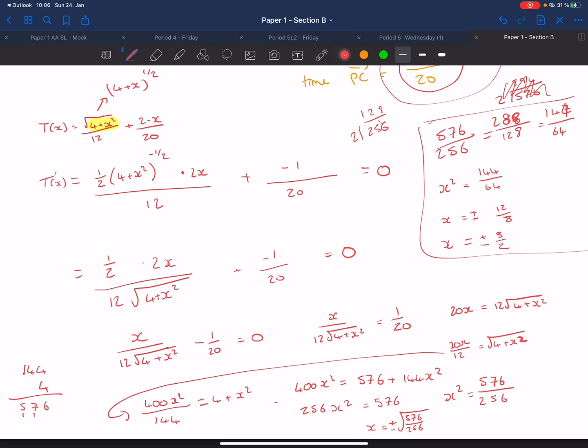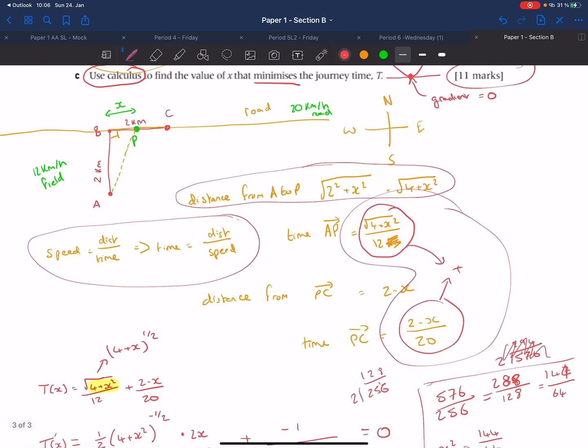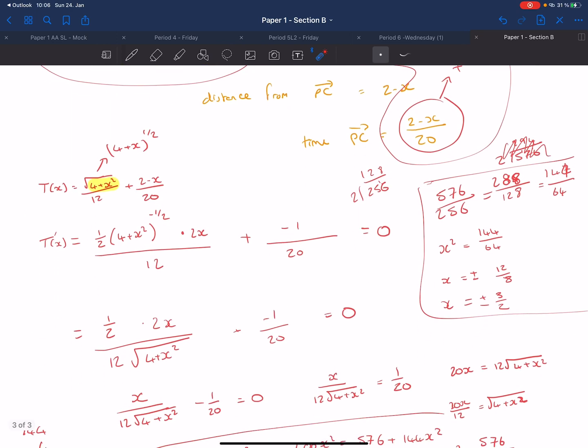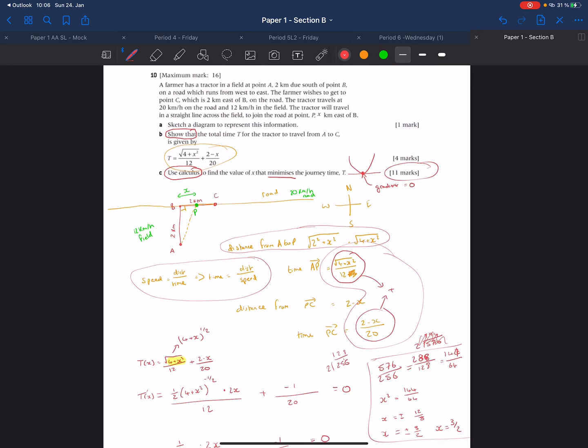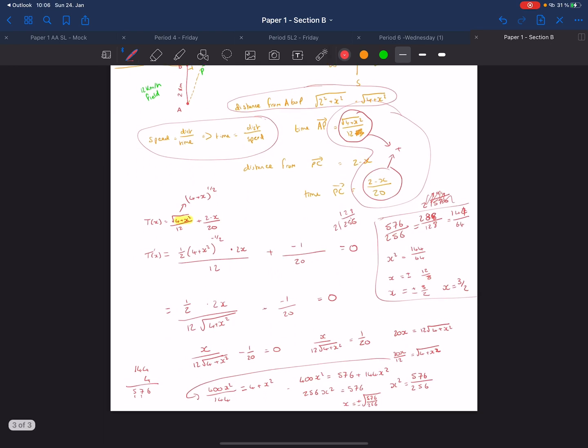The only final thing to note is our x was a distance. If we come all the way back up here, there was our x. It's a distance, so it's got to be a positive value of x. So my very final answer, guys, after all of that, was x equals 3 over 2. I'm so glad I'm done with that. Right, well, that's what an 11-mark question will do to you, but we've managed to find it in the end.